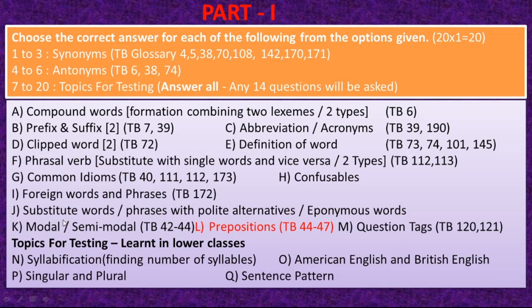Next is substituting words or phrases with polite alternatives. For example, what do you mean by blind? Sometimes we call them blind people. When we call people blind, that will sometimes be irritating. Okay, this is called euphemistic words. Blind, we call them by a euphemistic expression, visually challenged. We call them visually challenged. So these are the one-word types you will be asked.